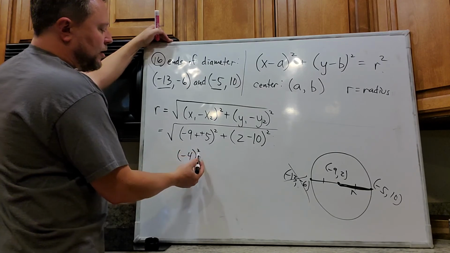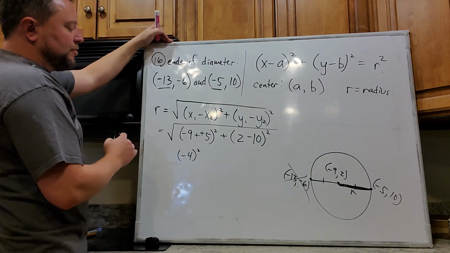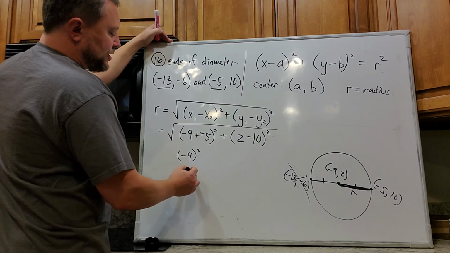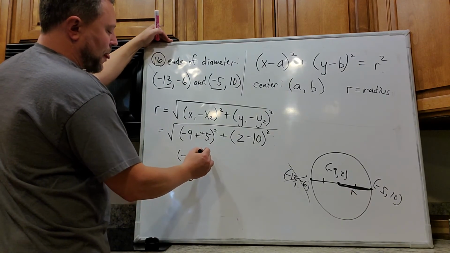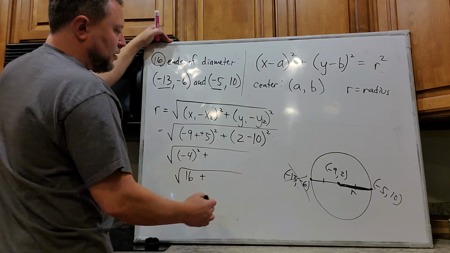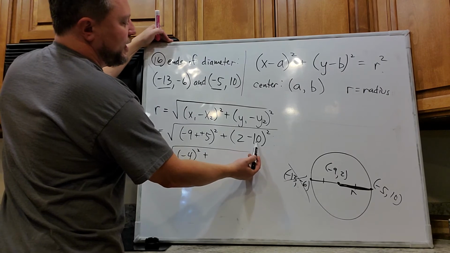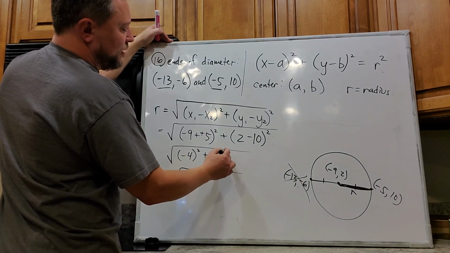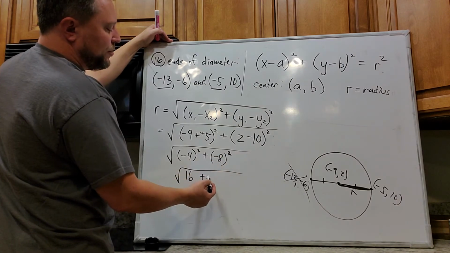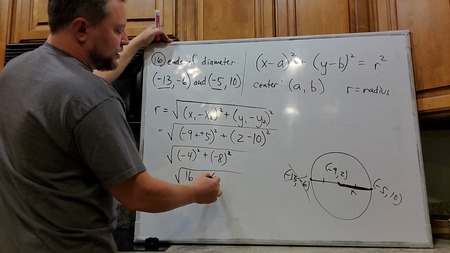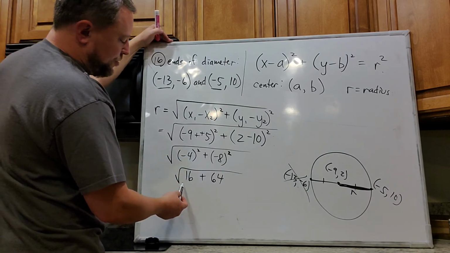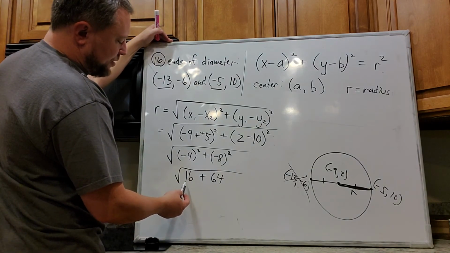When you square a negative, though, this is the beauty of the distance formula, that negative becomes positive. So that's really just 16, 4 squared. Over here, 2 minus 10 is negative 8. Negative 8, again, when we square it, when you square any negative, it becomes positive. 8 squared is 64. 64 plus the 16 gets us up to, what is that, 80?